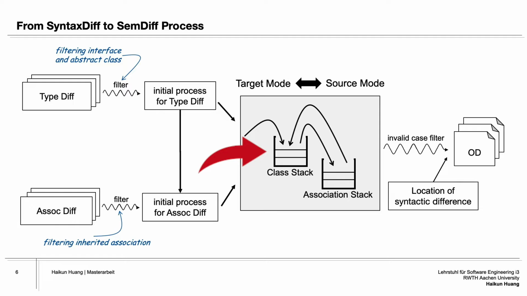Then we will use the class stack and association stack to repeatedly switch between target mode and source mode to complete the object structure until the class stack and association stack are empty and no new instance will be added into the object structure. We will get the final completed object structure. Then we will fill out the invalid cases and add the location information of syntactic differences into ODs. Finally, we get the diff-witness.